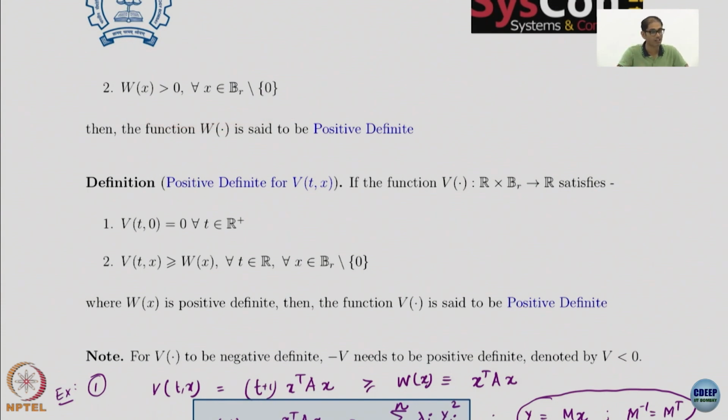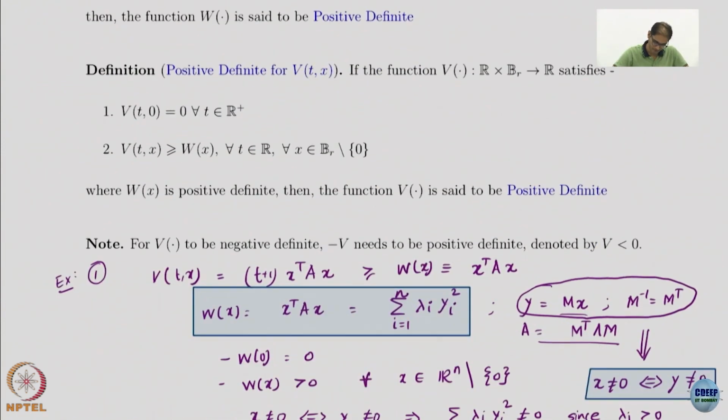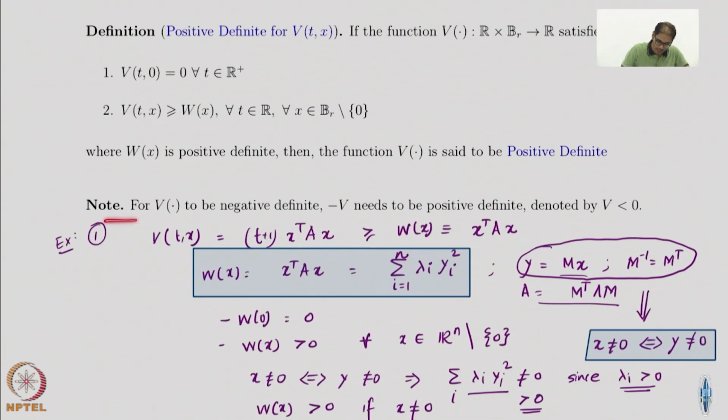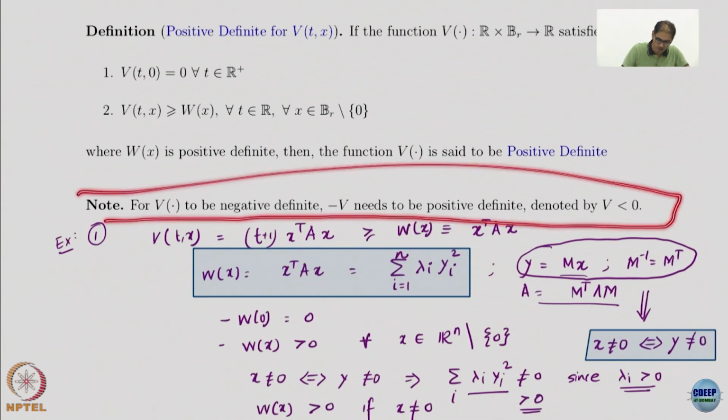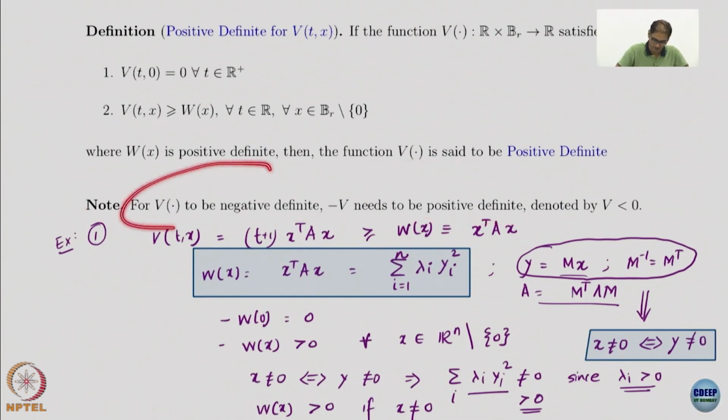So this is rather nice, rather powerful. It is not exactly constructive in the sense that the book is not actually showing you a construction of the class k function, but it just shows that there exists such a class k function. So this is pretty cool. The only thing is, for v to be negative definite, minus v needs to be positive definite, and the notation we use is just the flipped version, great.